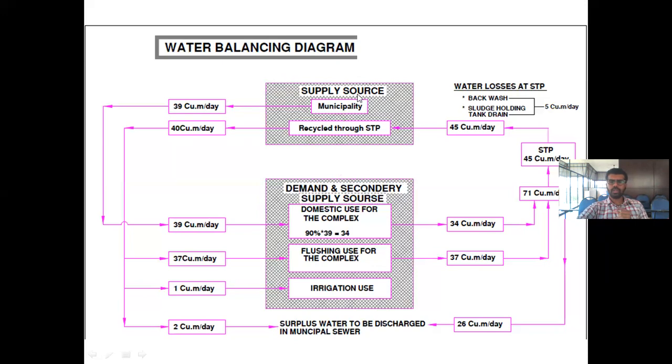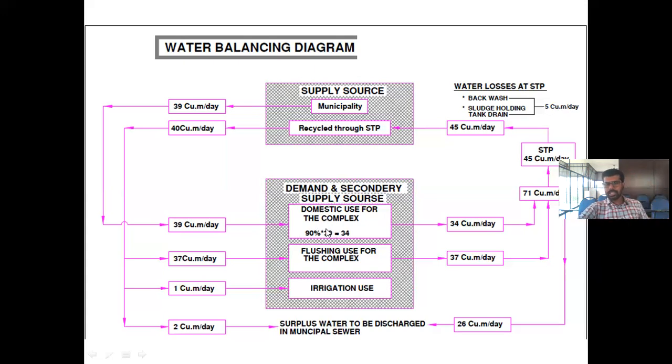So mainly we are trying to deal with this because this is a big project. Take this as an example of an apartment or a flat. From the municipality, you will be getting 39 cubic meters of water per day, and treated water recycled from the STP, you will be getting 40 cubic meters per day. You can see this arrow: the 39 cubic meters per day from the municipality is being supplied to domestic use for the complex.